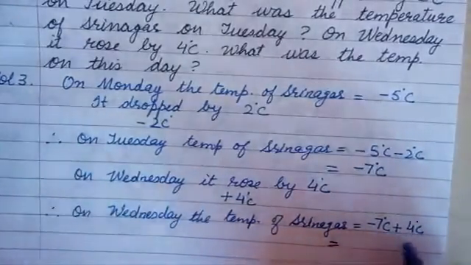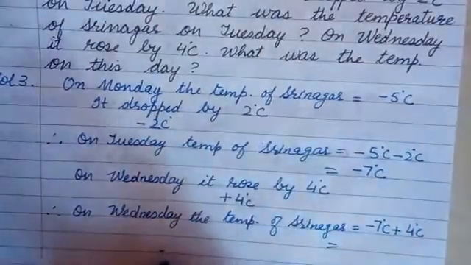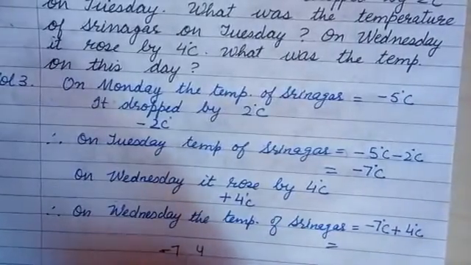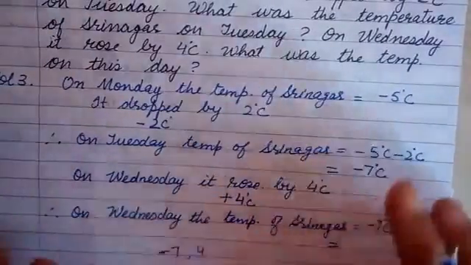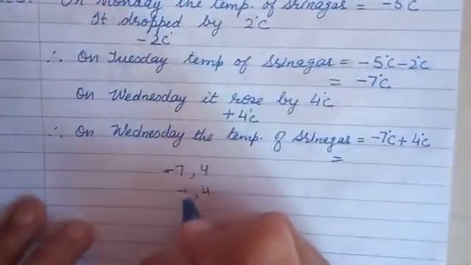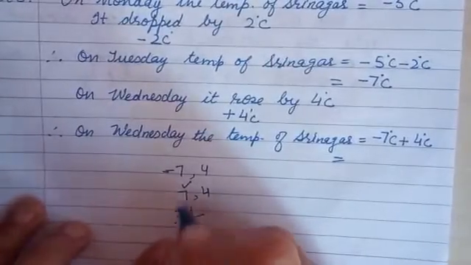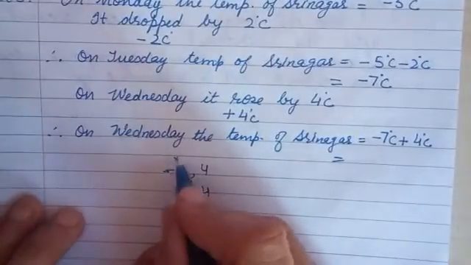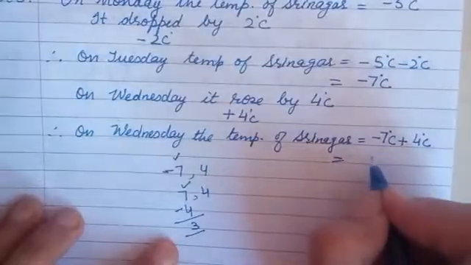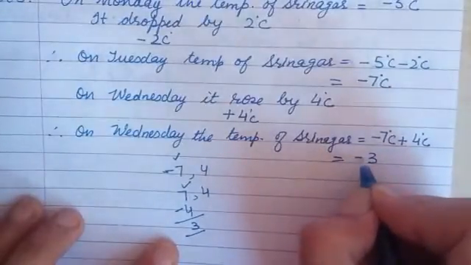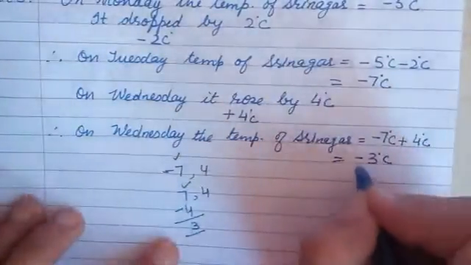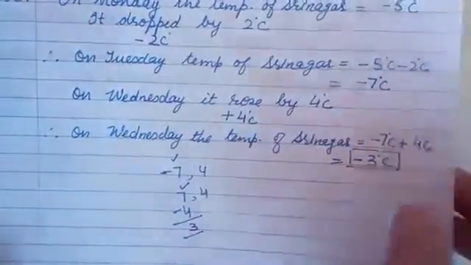and both have different signs. Here see, -7 and 4 is given to us. When different signs are there, ignore the signs, look for the greater, subtract the smaller, and answer will have sign of greater number. So here subtracting 3, sign of greater number, minus, here -3 degree Celsius.